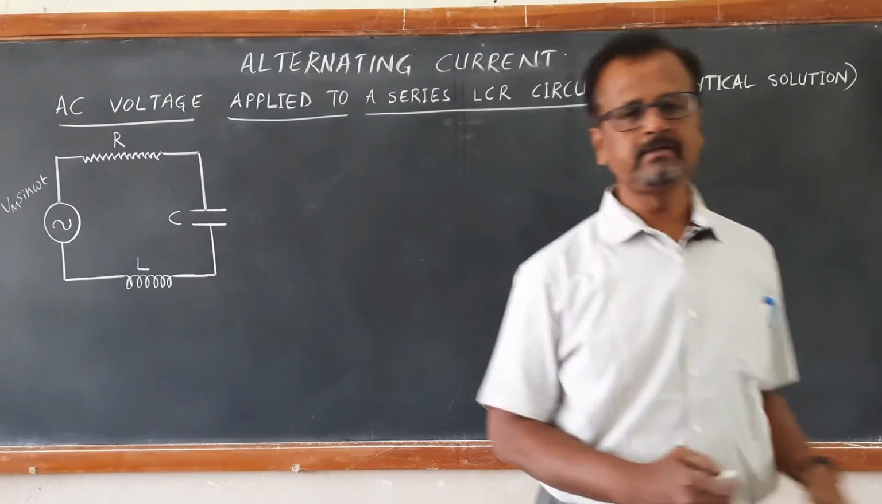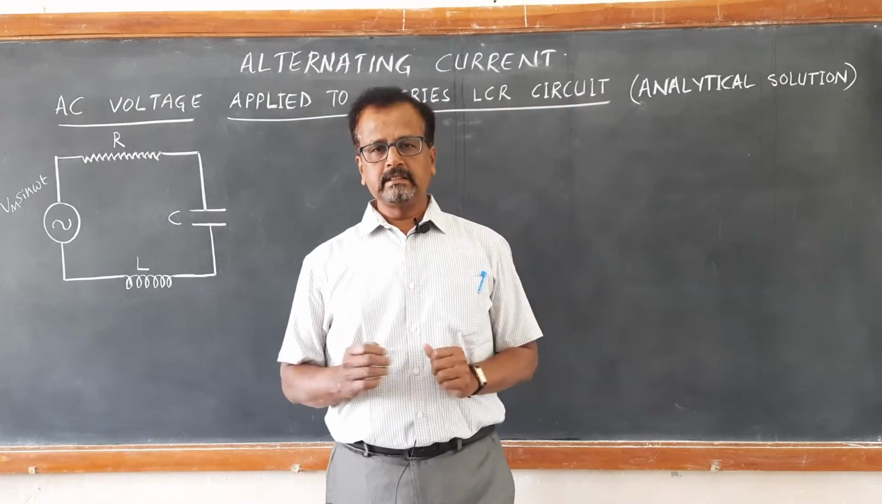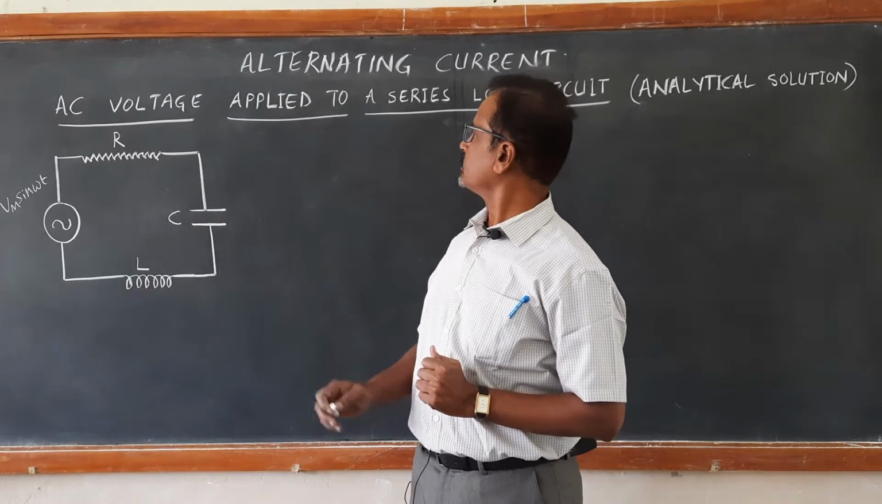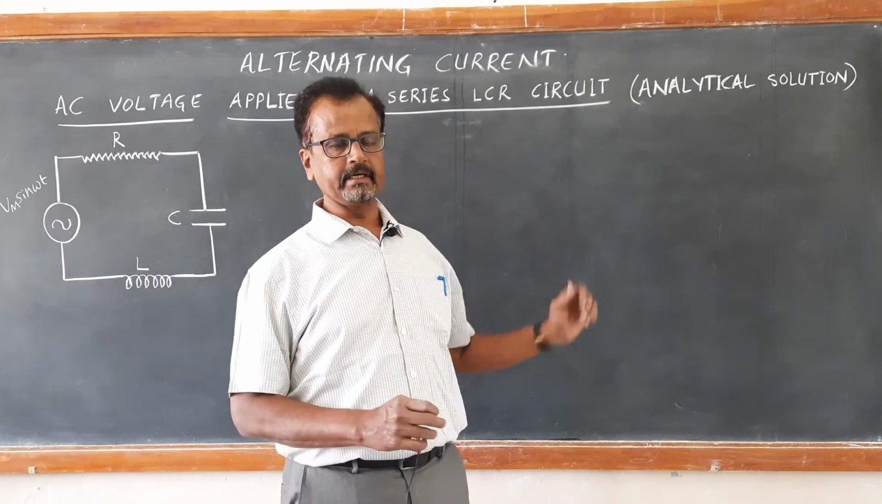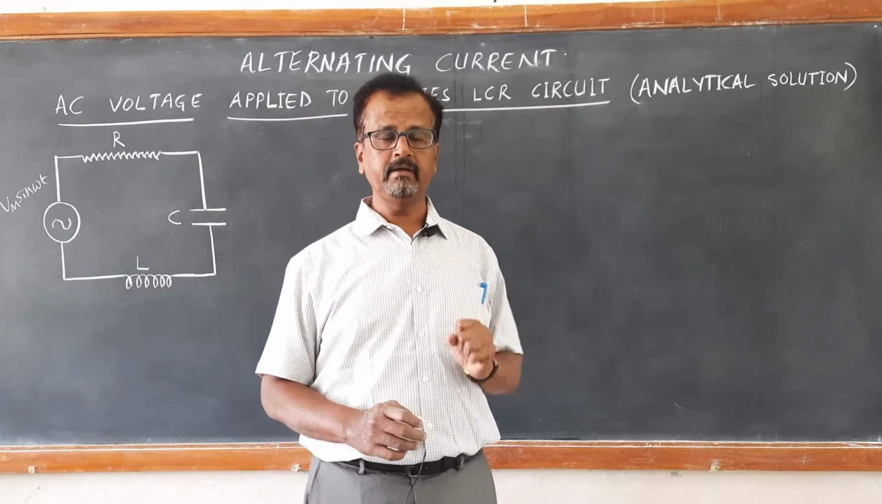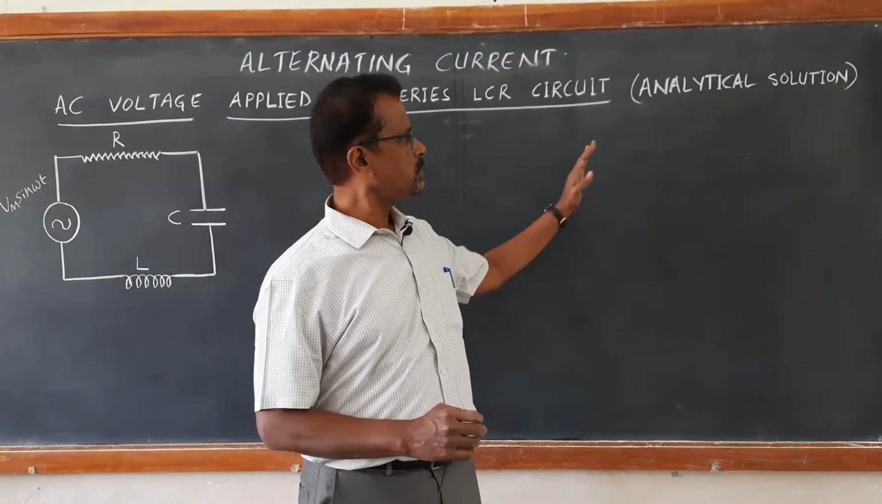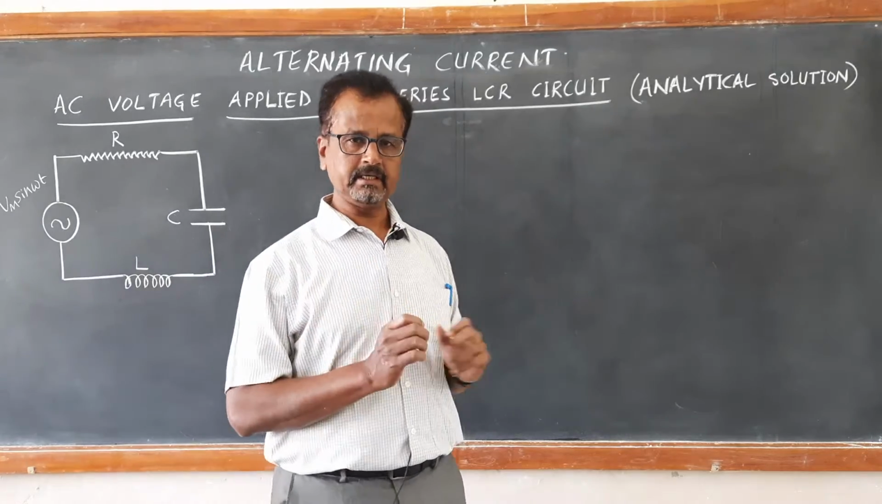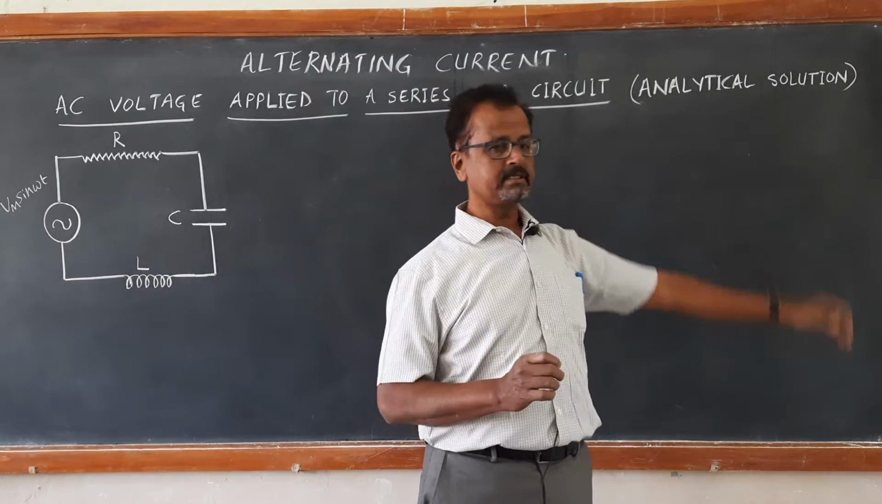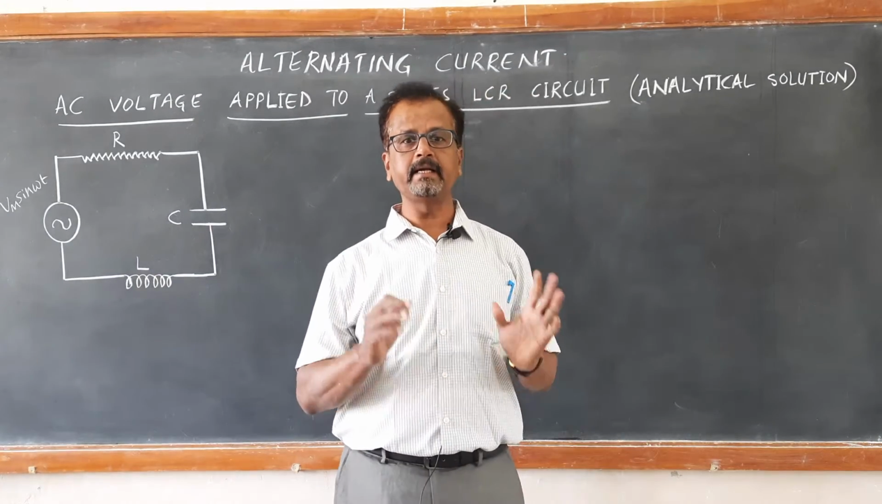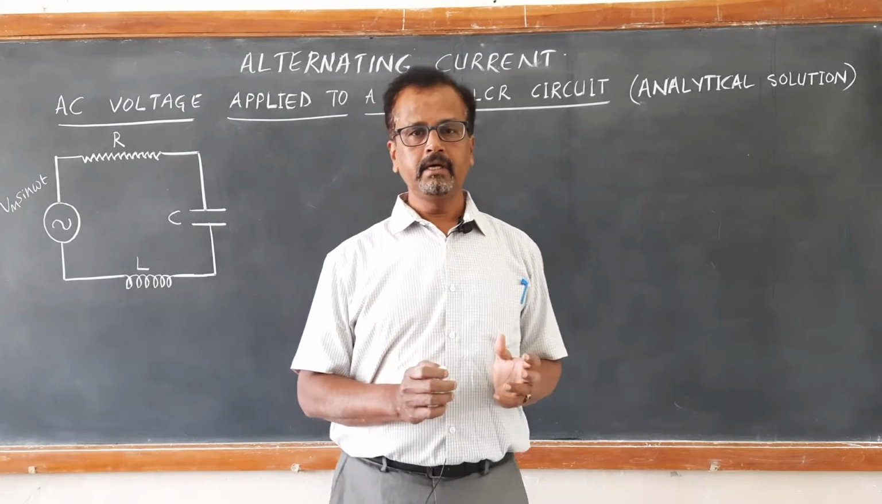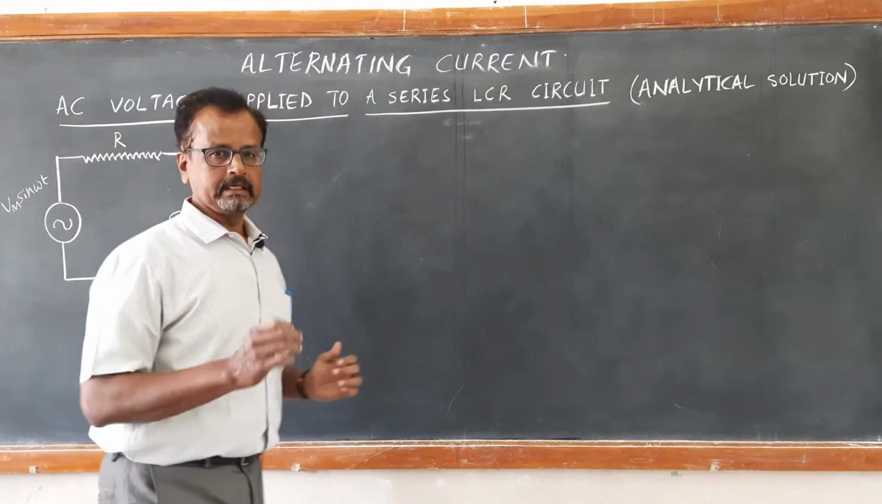Good morning, cadets. Let us learn the AC voltage applied to a series LCR circuit by the second method to find the equation for current. To find the equation for instantaneous current, let us follow the second method, that is the analytical solution method. By the analytical method, how do we find the equation for the current?